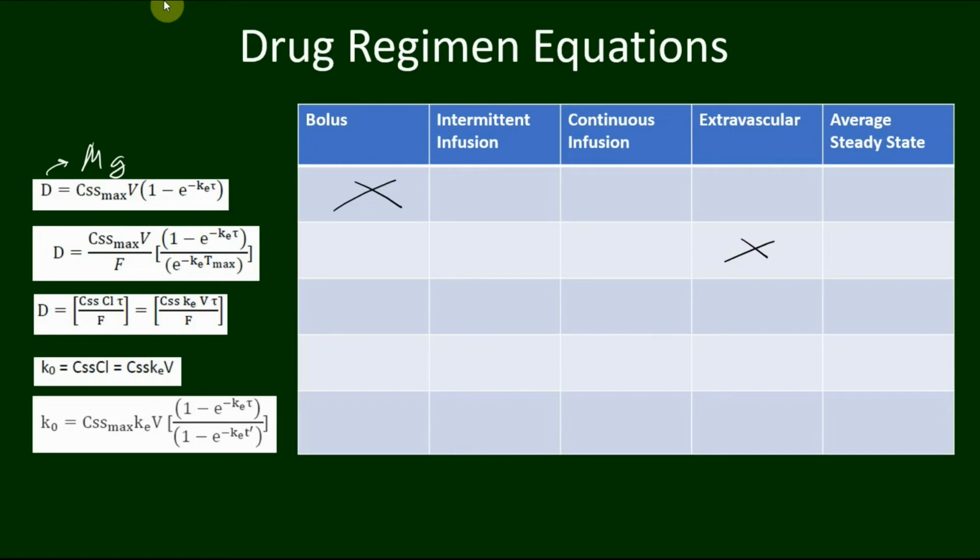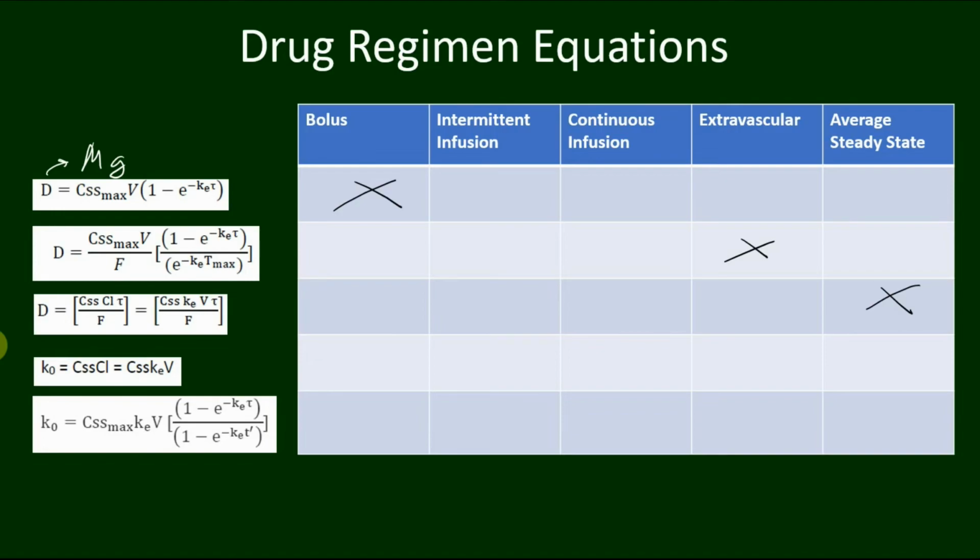Continuing down to the third equation, we have CSS times clearance times tau over F, and you can actually convert that into a different form as well if you substitute out clearance. And what is this used for? Average steady state. So this is one of those special equations where you can really apply it to multiple dosing routes as long as you plug in what the value is for bioavailability.